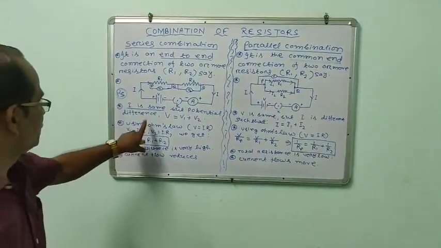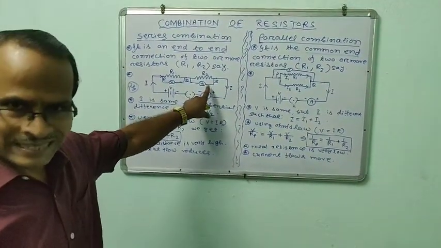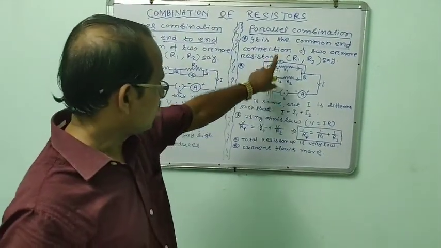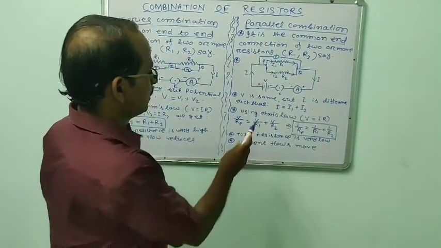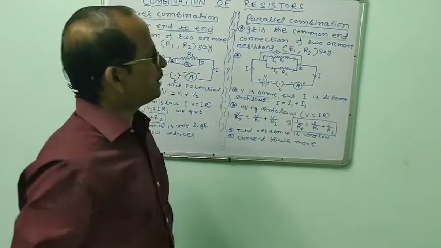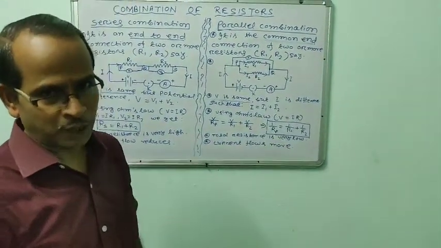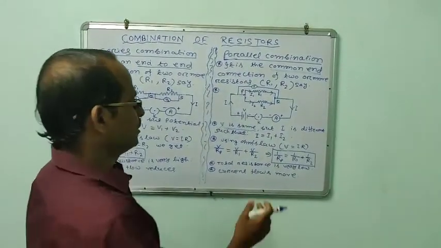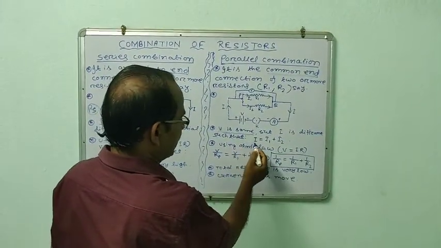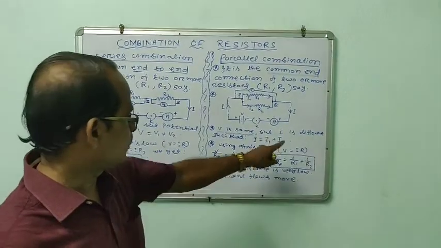Just watch. Here, in the parallel combination, we have seen that V is the same. Watch it here. So V is the same, but I is different because the path is different. So when I is different, we are getting I equal to I1 plus I2. That's what we are getting.